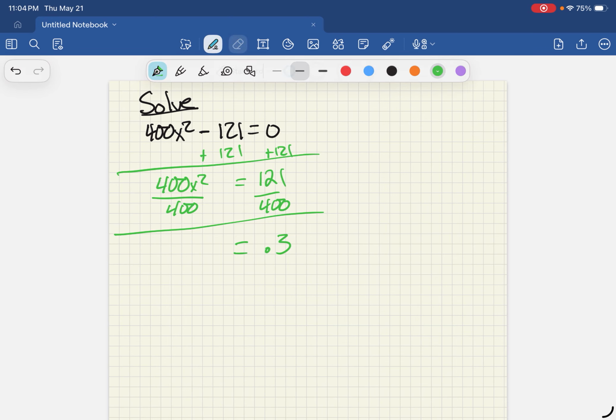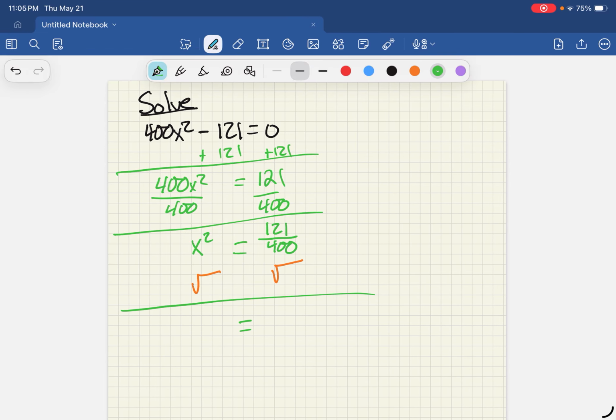When I get this, what I'm going to do is I'm just going to erase my decimal, I'm going to write what I have. Right now, I have x squared is equal to 121 divided by 400. I am not going to divide those numbers. Instead, what I am going to do is I am going to square root both sides.